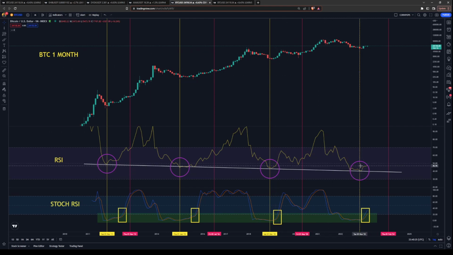Over here at the end, we're seeing the same thing that we've seen previously in Bitcoin's history. Right? So you have a purple circle here, and you have a yellow box where it's leaving oversold conditions on the Stoch RSI once again. These red lines, by the way, are all halving dates. But yeah, that basically wraps up this video.